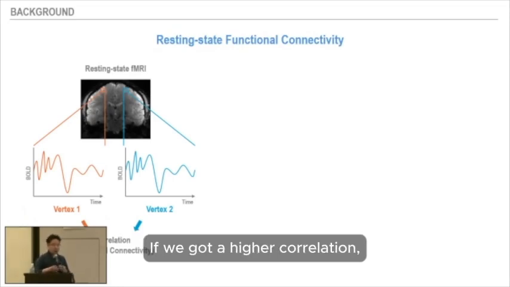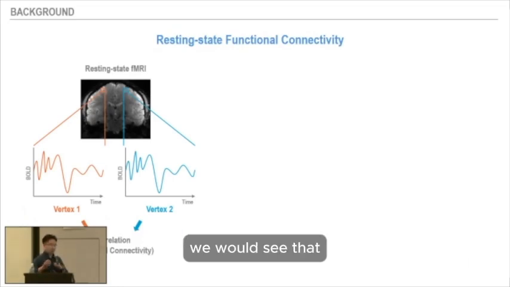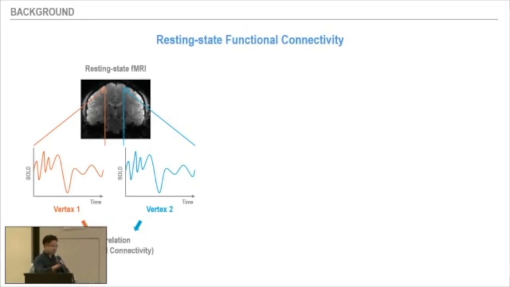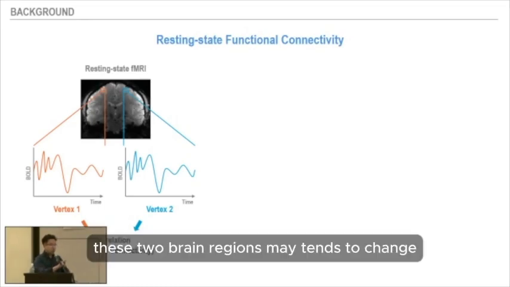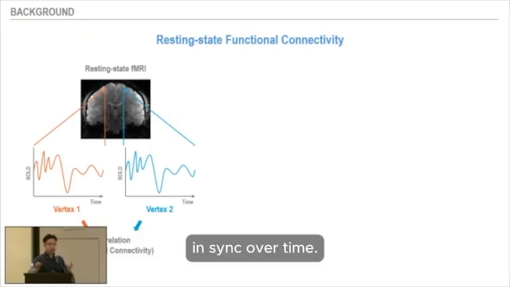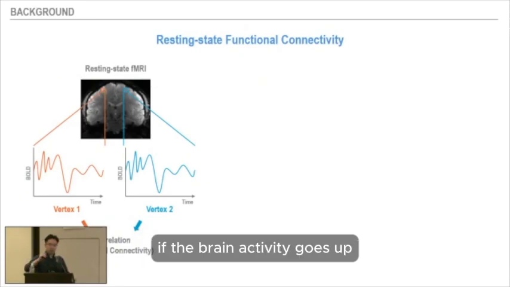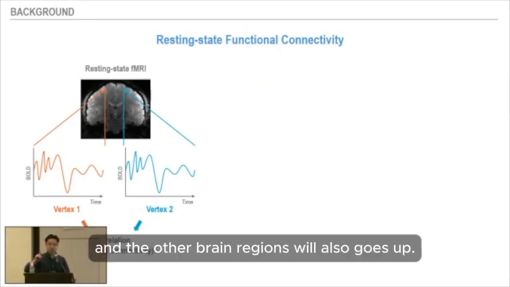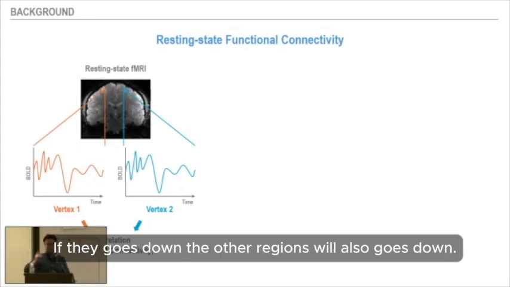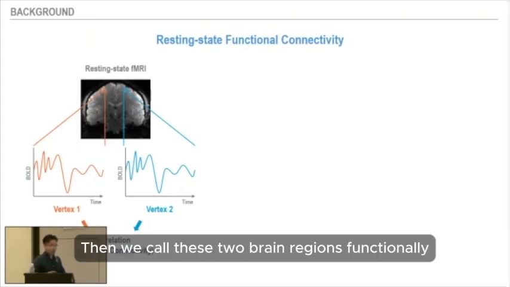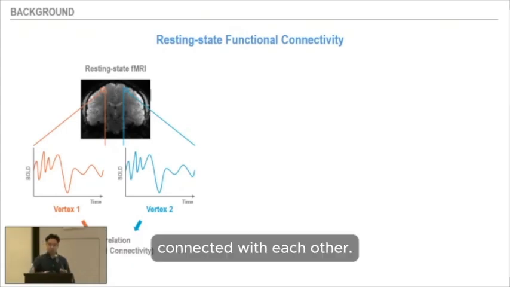If we get a higher correlation, we would see that these two brain regions tend to change in sync over time. That means at the same time point, if the brain activity of one region goes up, the other brain region will also go up. If it goes down, the other region will also go down. Then we call these two brain regions functionally connected with each other.